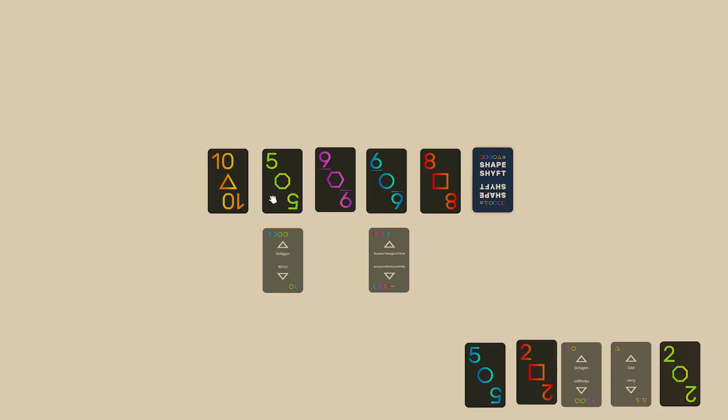Similarly, with the 5, we can also replace the 5 not only with the 2 in the hand, but we can also replace it with the 5, because there's circles present on a shift card attached to the shape card.